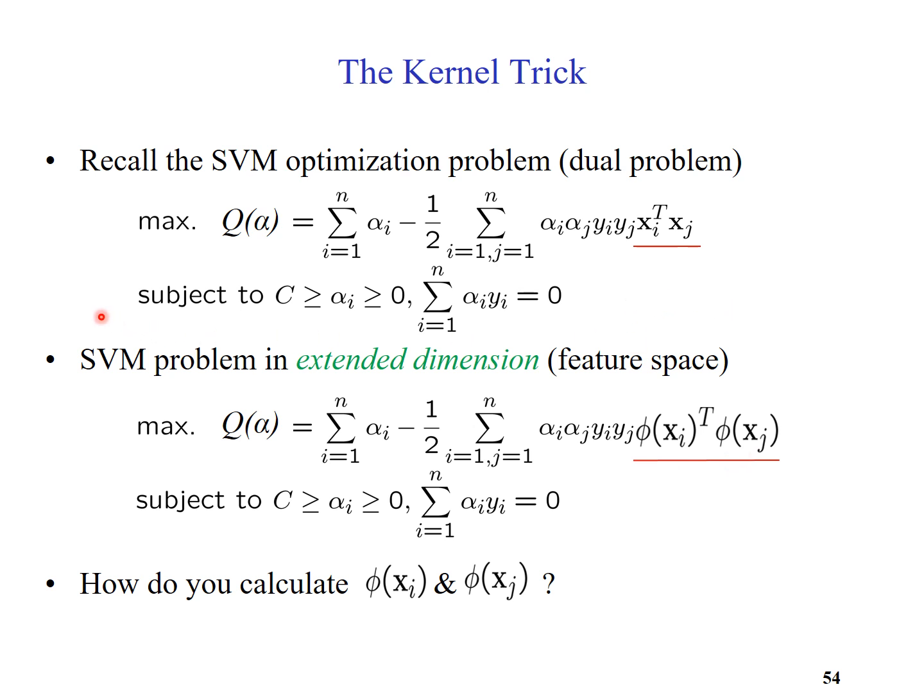So the earlier dual problem is the dual problem in the original input dimension. But in nonlinear SVM, I said we expand the dimension and we solve the SVM problem. Basically, we find a linear classifier in the extended dimension. So this dual problem is the SVM problem in higher dimension, the feature space.